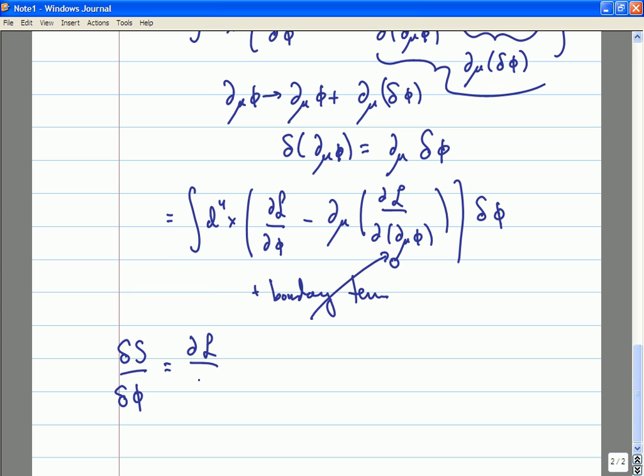So this gives us an expression for the functional derivative with respect to our field phi: dL by d phi minus the derivative of L with respect to d mu phi. And that will be set equal to 0 if we wish to obtain an extremum or a local extremum of this action. And the resulting equation of motion is the Euler-Lagrange equation, which is the equation of motion for the field phi.